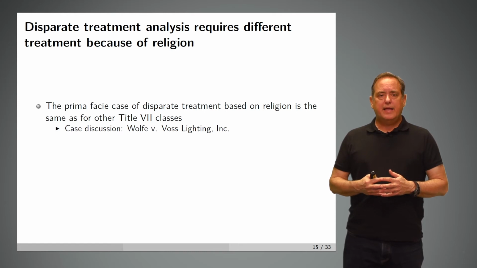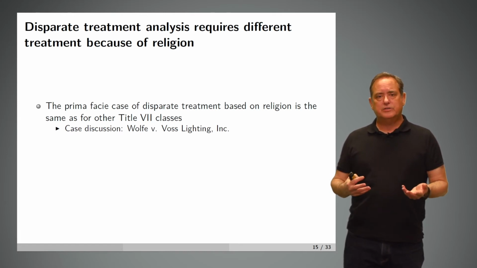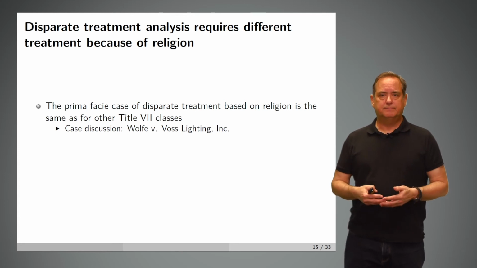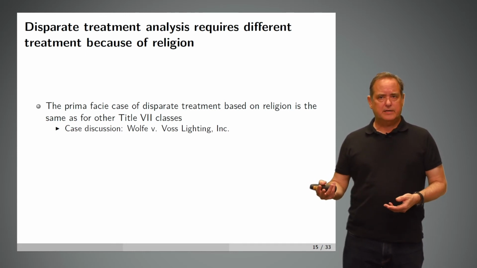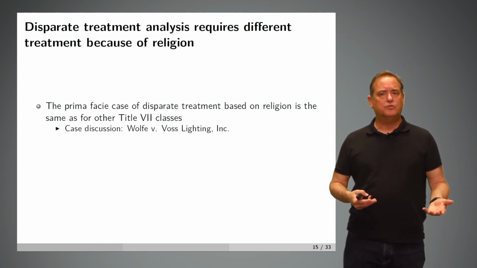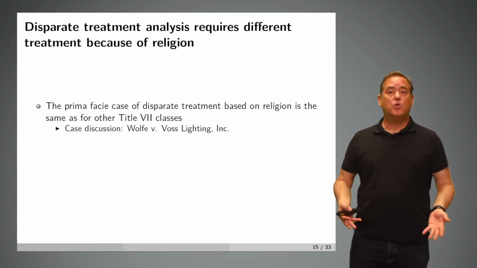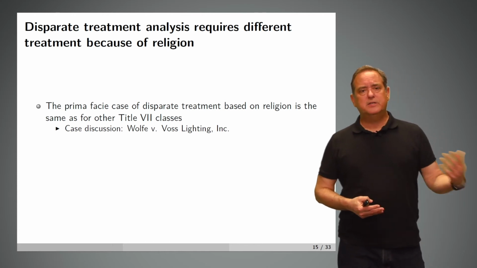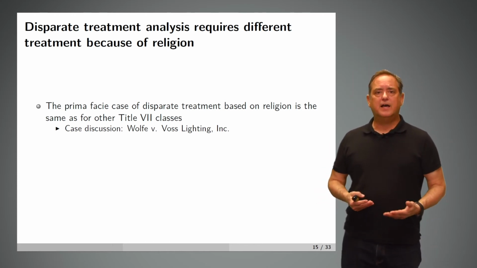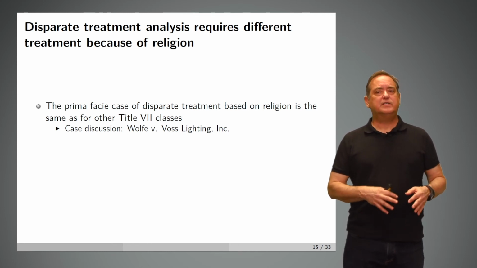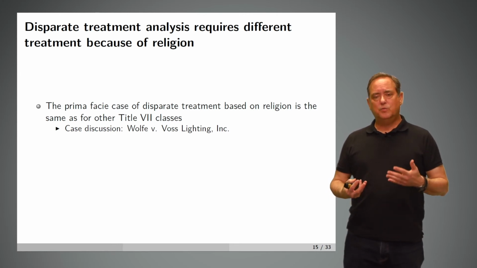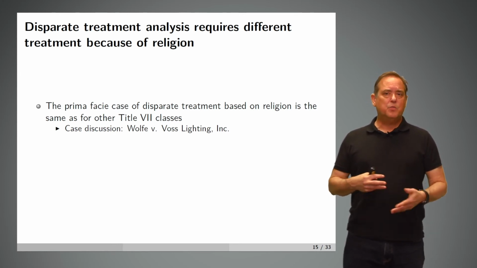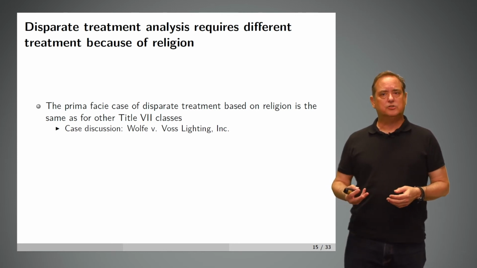And they ran an ad in the supervisor's local church bulletin. Now, one of the members of the church saw the ad in the church bulletin, and although he was not interested in the job, he referred it to a friend of his, Mr. Wolf, who met all the qualifications for the job. And so Mr. Wolf arranged for an interview with Voss Lighting. Now, Voss Lighting had only advertised in the church bulletin, and so the supervisor, when Mr. Wolf arrives, is somewhat surprised that he's not a member of the church.